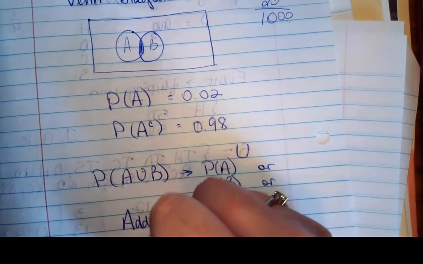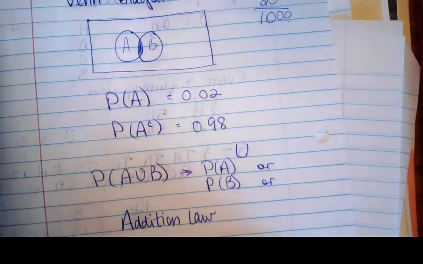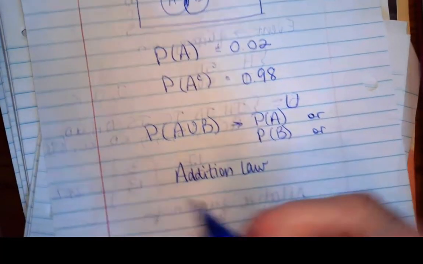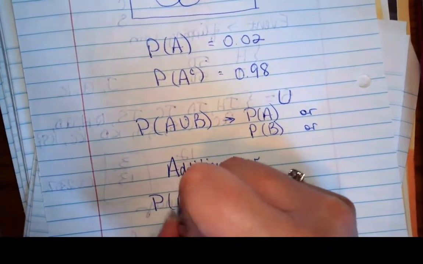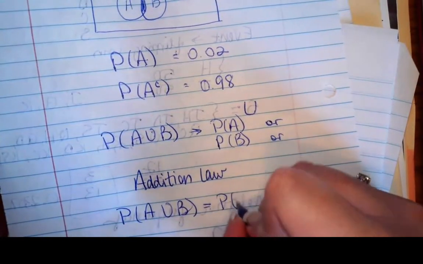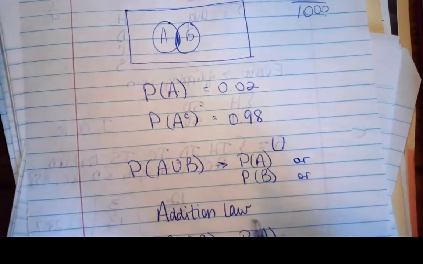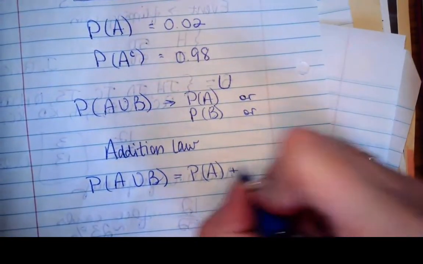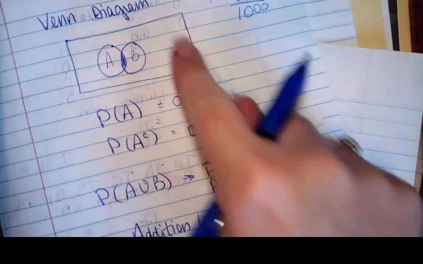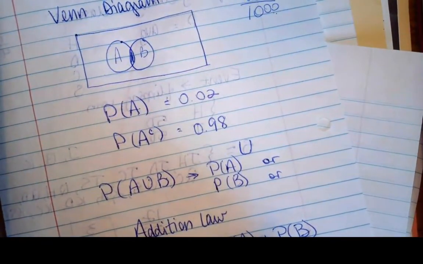So the addition law is simply going to reference the union of two events. So the probability of A union B is going to be the probability of A, the probability of students being enrolled in statistics, plus the probability of B, which will be the students that are enrolled in just English.